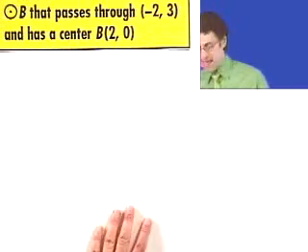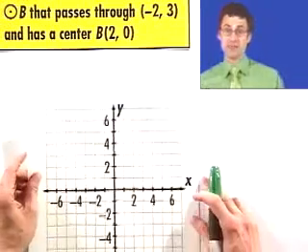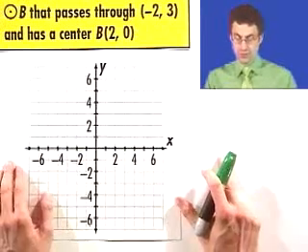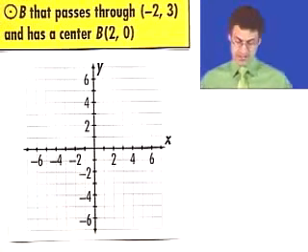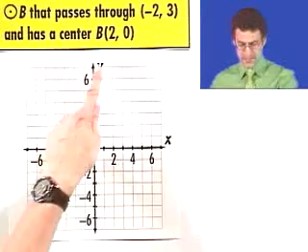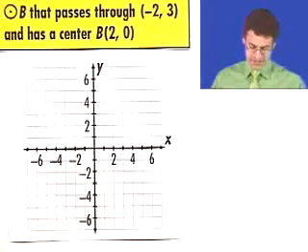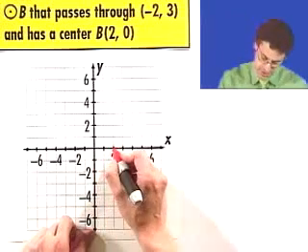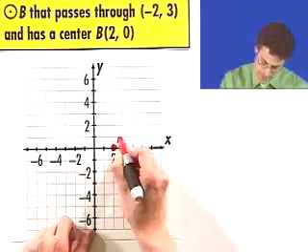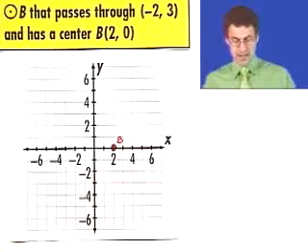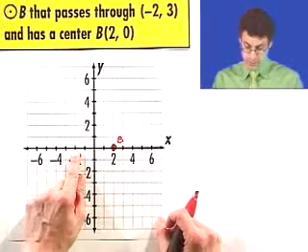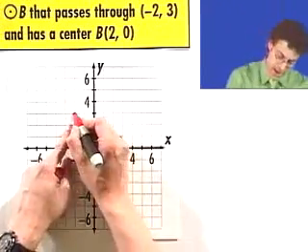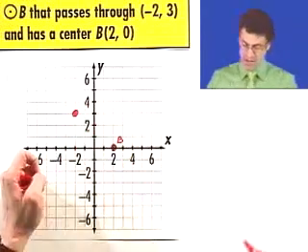So let's write the equation for circle B that passes through the point negative 2, 3, and has a center at 2, 0. So I think the thing to do here is just to try to graph it first and see if we can get a sense of what's going on here. So the center is at 2, 0. So it's right there. So that's the point B. And that represents the center of this. And I don't know the radius, but I know that it passes through negative 2, 3. Way up here. So that's a point on the circle.